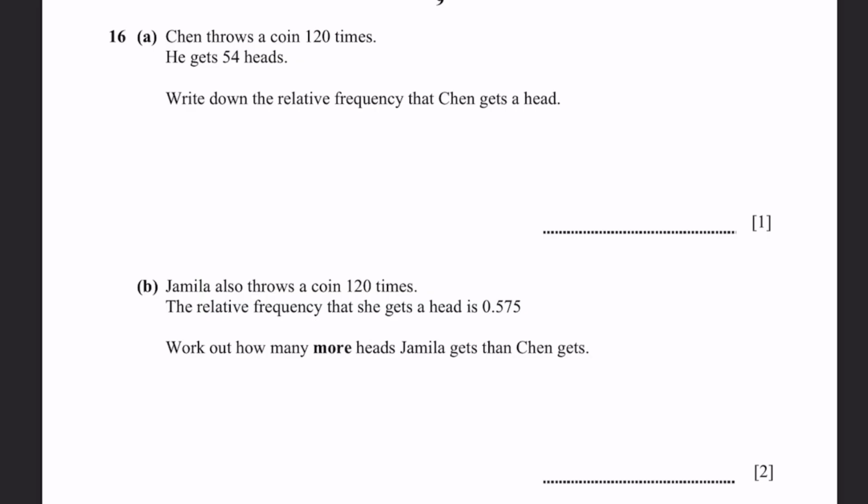Question 16a. Chen throws a coin 120 times. He gets 54 heads. Write down the relative frequency that he gets a head. 54 by 120, divide by 6, we get 9 by 20. So that's the answer.